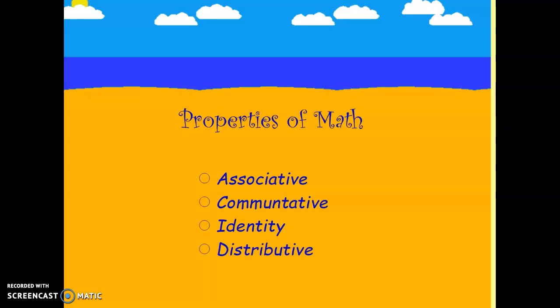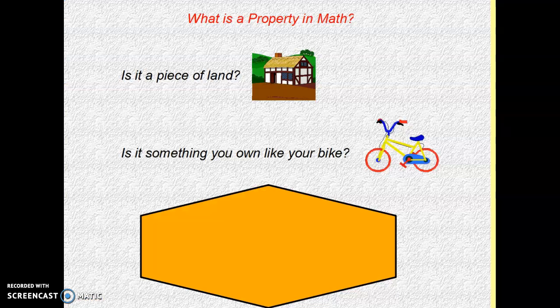All right, so today we're going to start diving into properties of math, and we're going to take a look at four common properties: the associative property, commutative property, identity property, and distributive. So today we're going to really focus in on those first two.